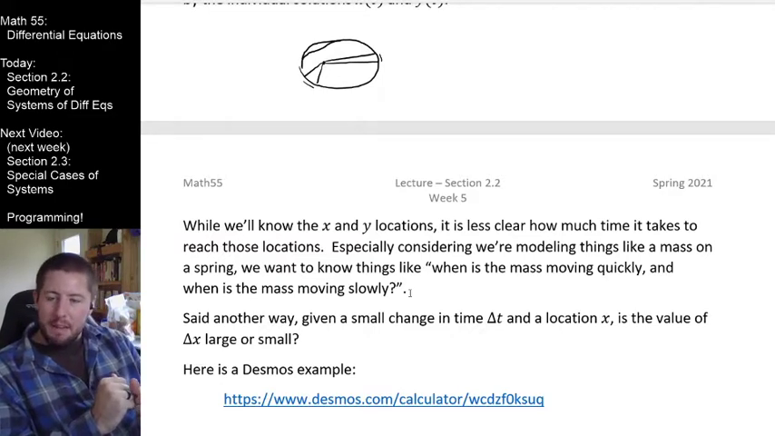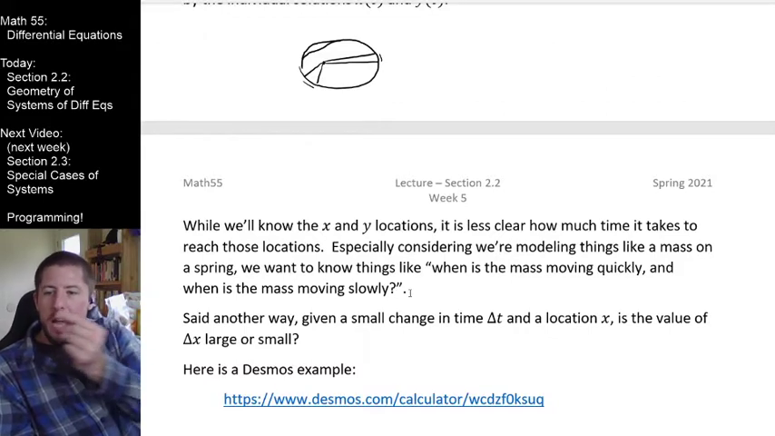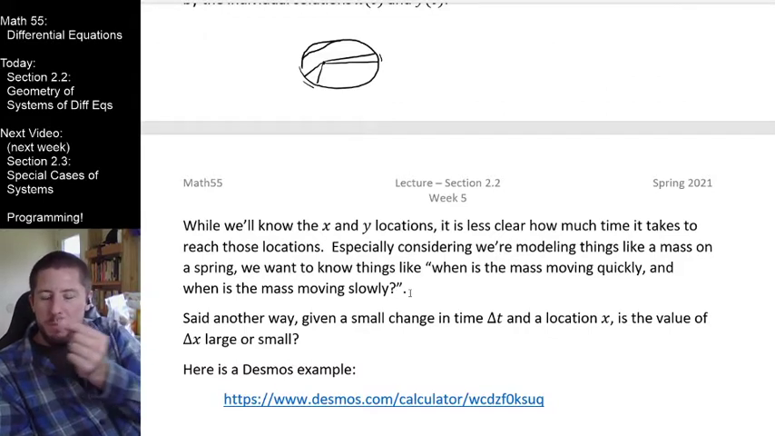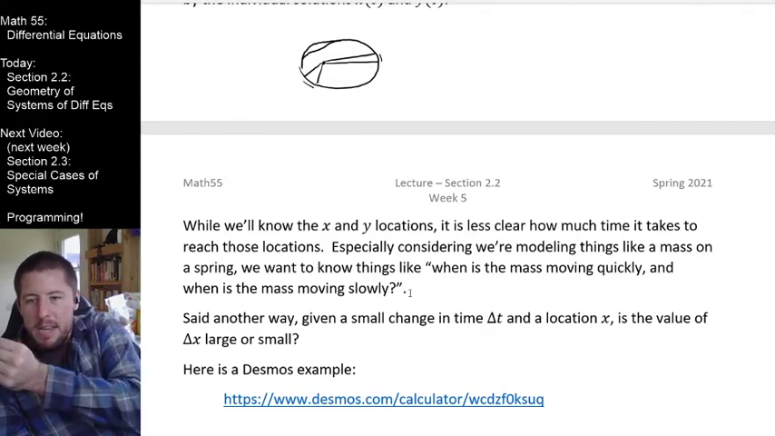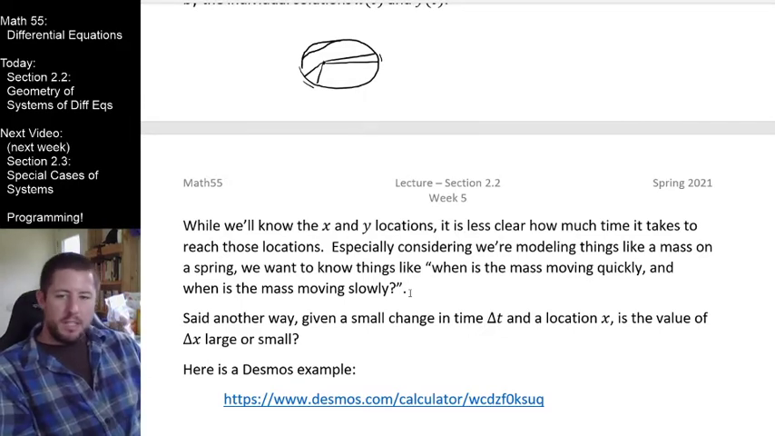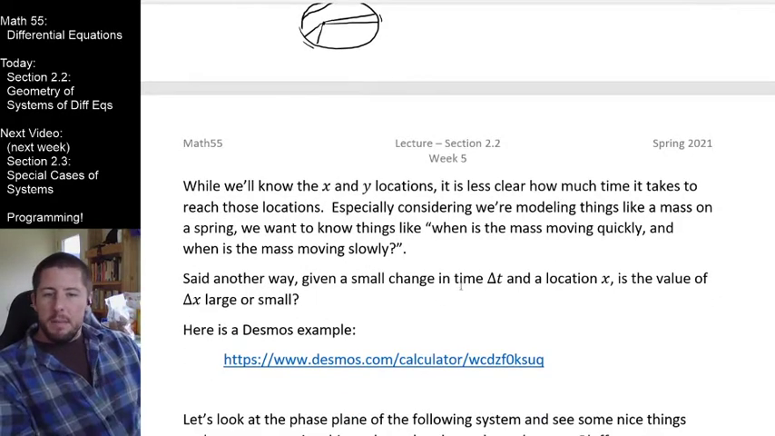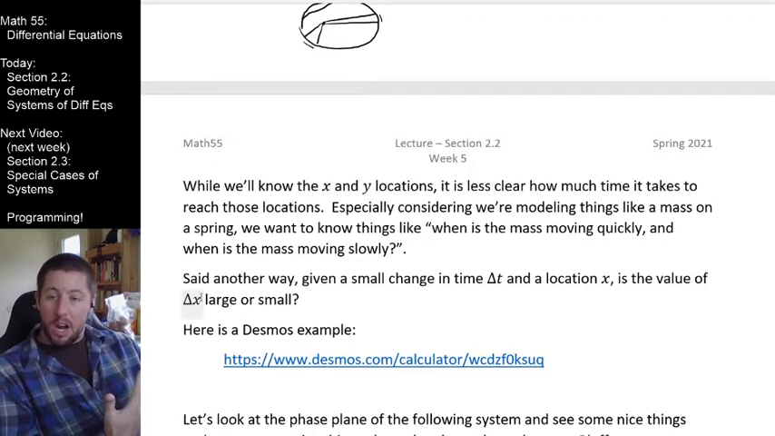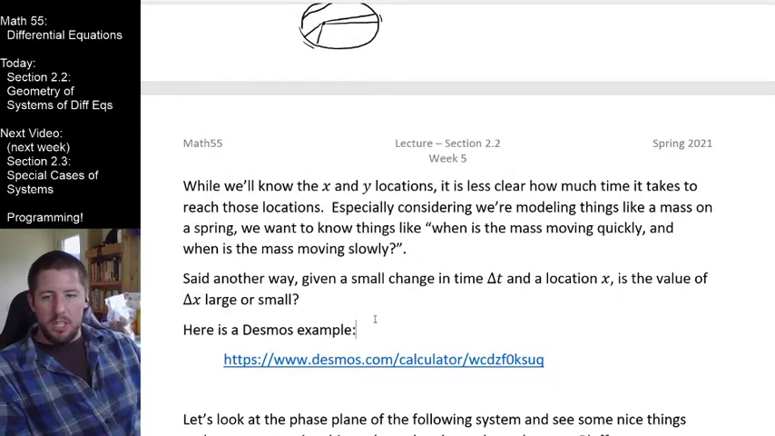So the speed of that mass is not exactly equal. It's not going back and forth at the same constant speed all the time. It's speeding up, it's slowing down. It's slow at the edges, it's fast in the middle. So given some small change in time, delta t, and an initial location x, is the value of delta x large or is it small? Are we getting a large change or a small change over a chunk of time?